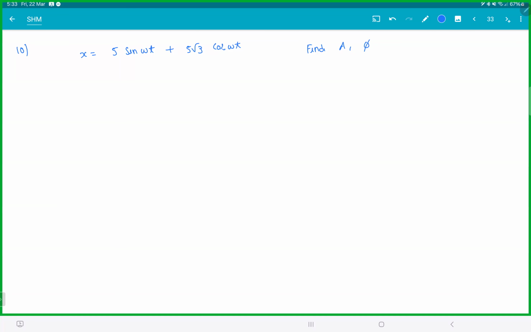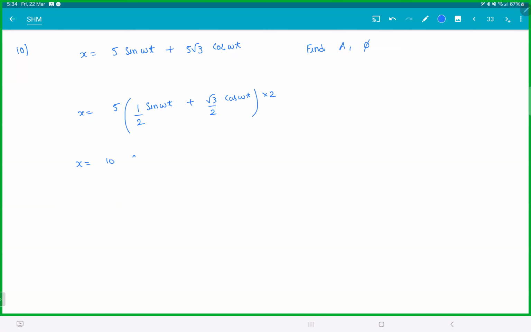Now, one way to do this is completely mathematical. You have done this in maths. You can take out a 10 common here and you can write this as 10 times sin omega t into half plus root 3 by 2 cos omega t.